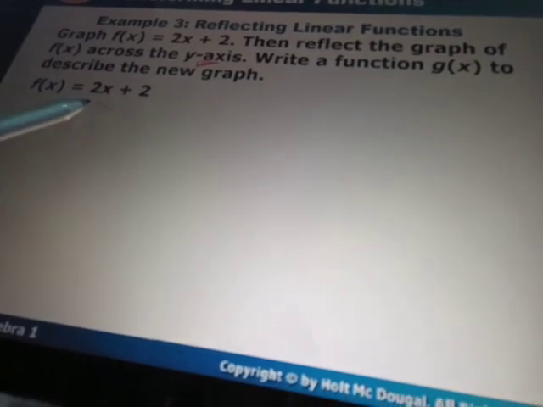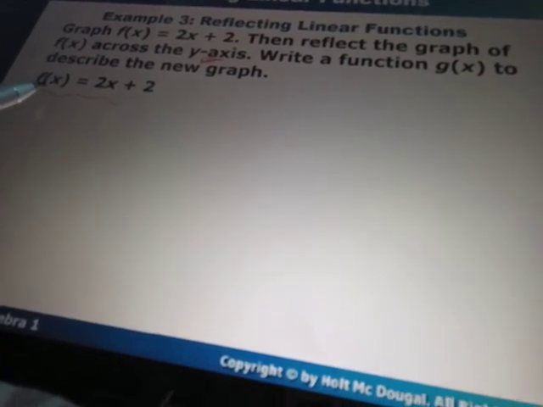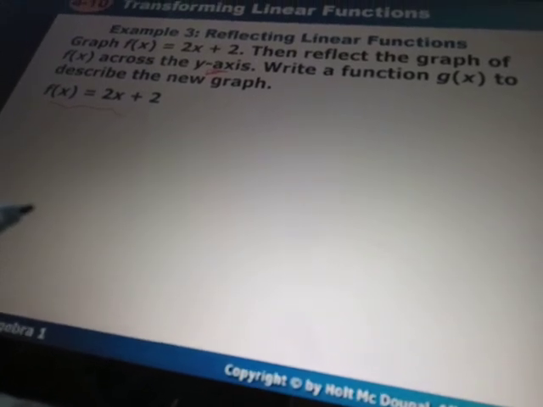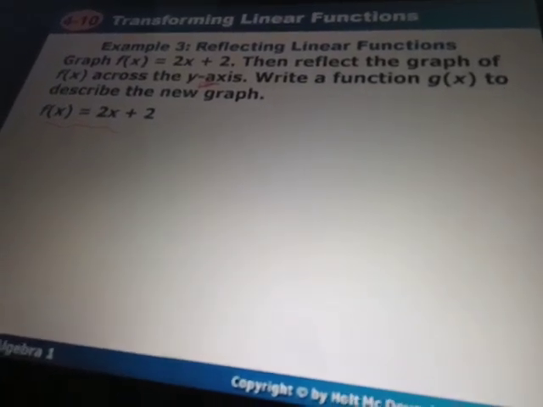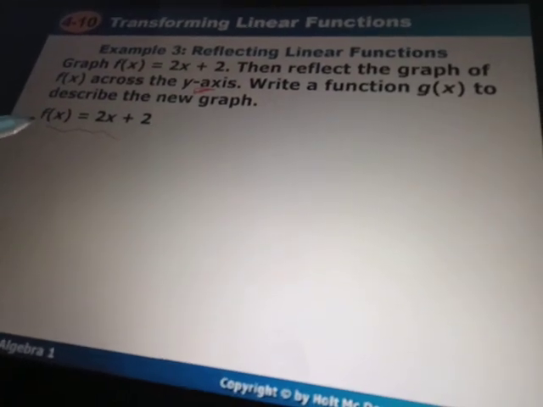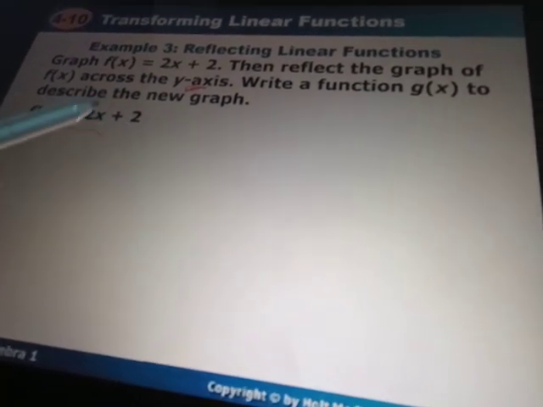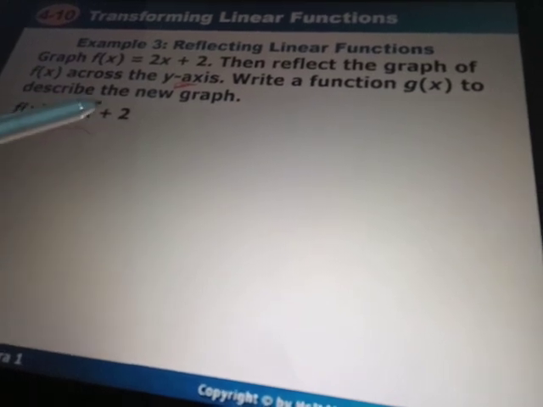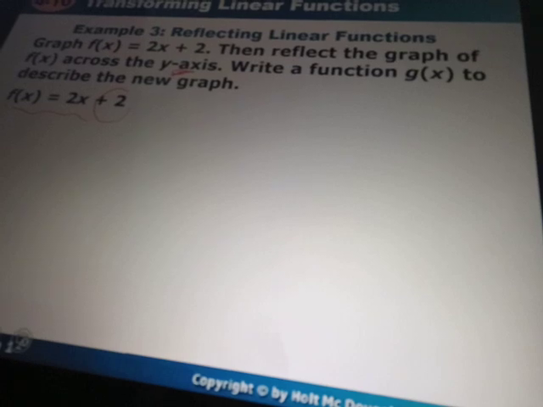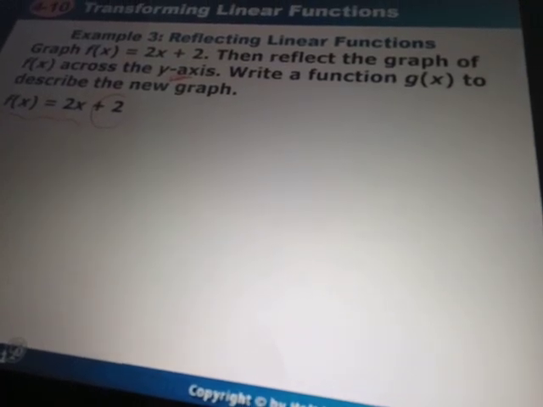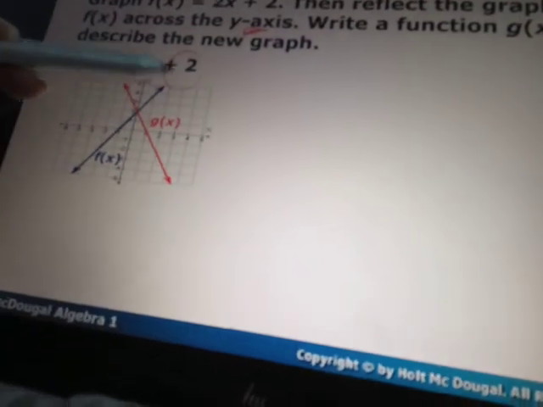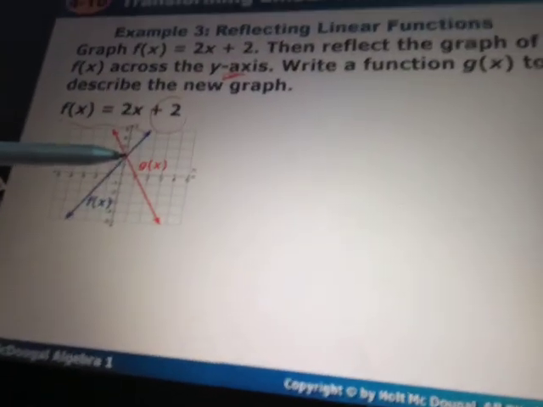This is the original graph. Function f(x) = 2x + 2. It says we need to graph this. Do you remember how we can graph this line? Yes, this is in slope-intercept form. So we plot this point. This point is (0, 2). So we plot this point.